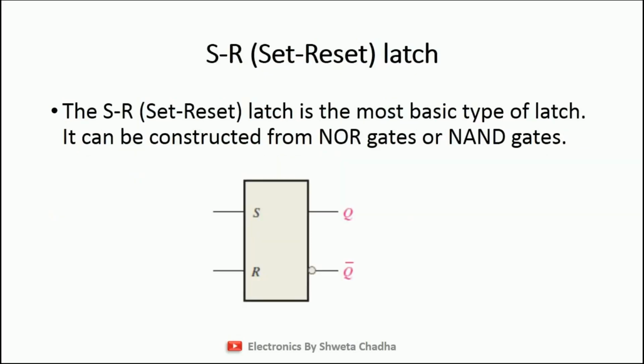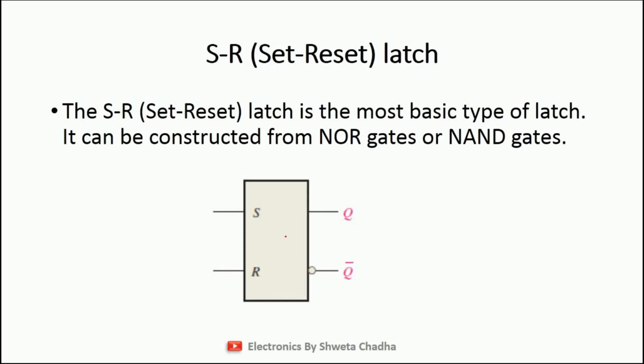Next is SR latch. S stands for set. Set means 1. R stands for reset. Reset means 0. So SR latch stands for set reset latch. The set reset latch is the most basic type of latch that we have. It can be constructed from NOR gate or NAND gate. And it has already been mentioned that I will be discussing both the types in this presentation.